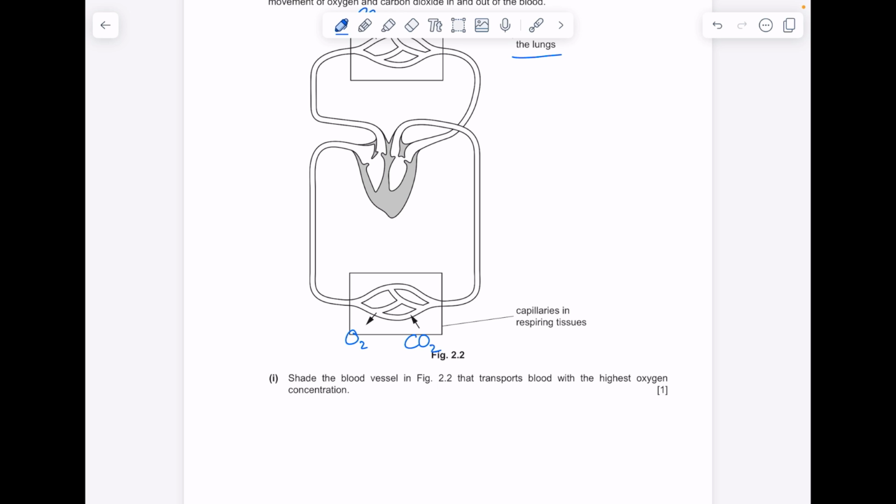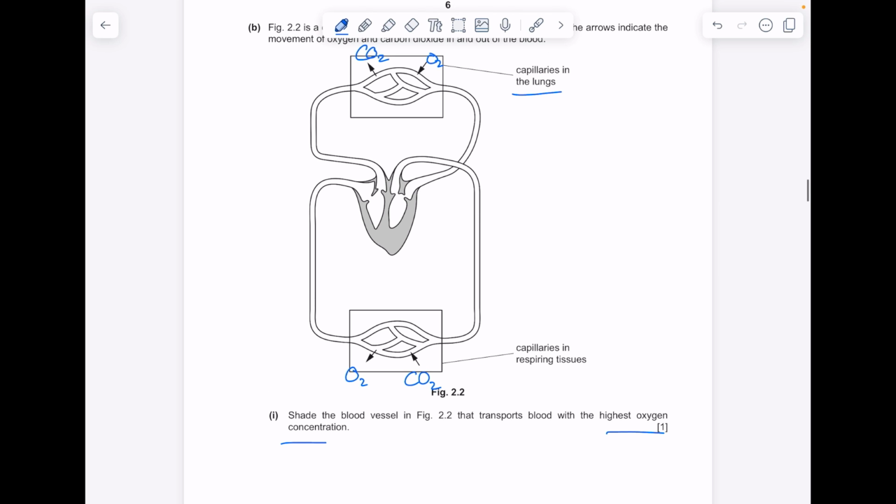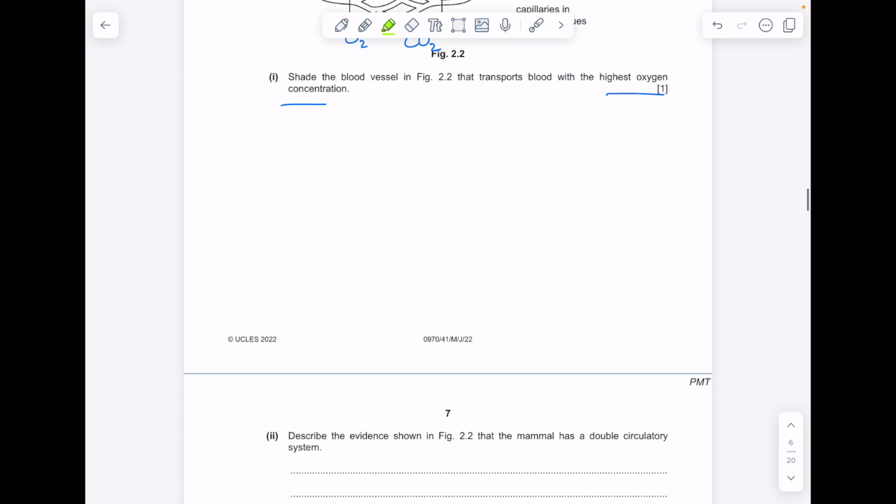Shade the blood vessel in figure 2.2 that transports blood with the highest oxygen concentration. So the highest oxygen concentration will be found in the blood of the pulmonary vein because remember that's coming from the lungs. It's going to enter the heart at the left atrium.